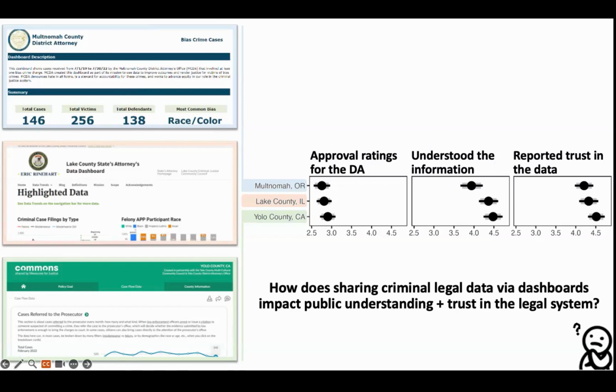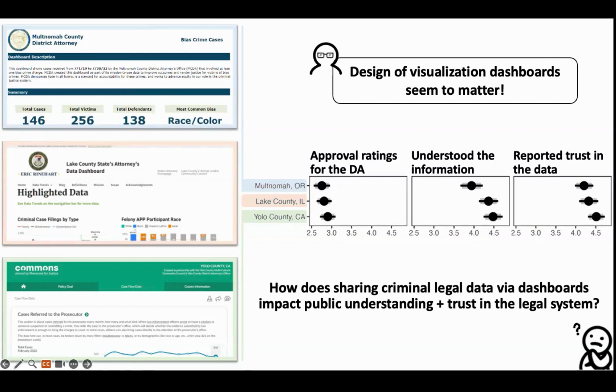And what you're seeing here is that people understand the information better in that Yolo County design, where there's a combination of text and information, and they actually report to trust the district attorneys more because the design seems to be more clear. Now, this is all correlational data. I don't want to strongly make causal connections from it. So this is something for y'all to think about with me together. But design of visualization dashboards seems to matter. So there's more work that we need to do to understand why it matters beyond this correlational observation that I shared with you today.